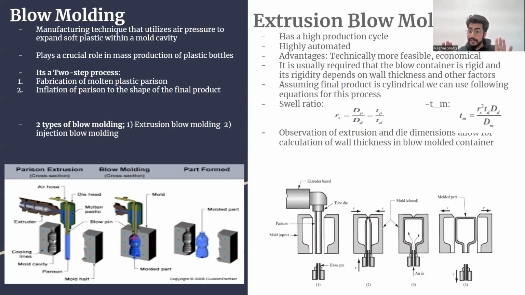Assuming that our final product is cylindrical, we can use the following equations for the process. Firstly, to calculate swell ratio and Tm, which is the thickness. Observation of extrusion and die dimensions allow for calculations of wall thickness in blow molded containers.